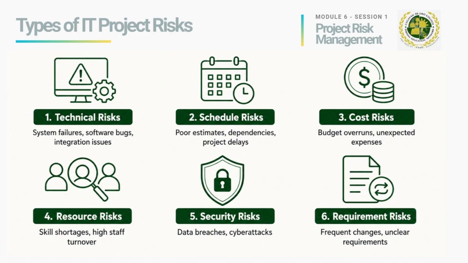So imagine your project having a technical risk. It is usually common from bugs, from different types of data being placed there that doesn't really align with the project that you have. Those are technical risks. When we say schedule risk, it is more involved in time. Could be poor estimates, dependencies, or project delays, or maybe not meeting the deadlines properly.